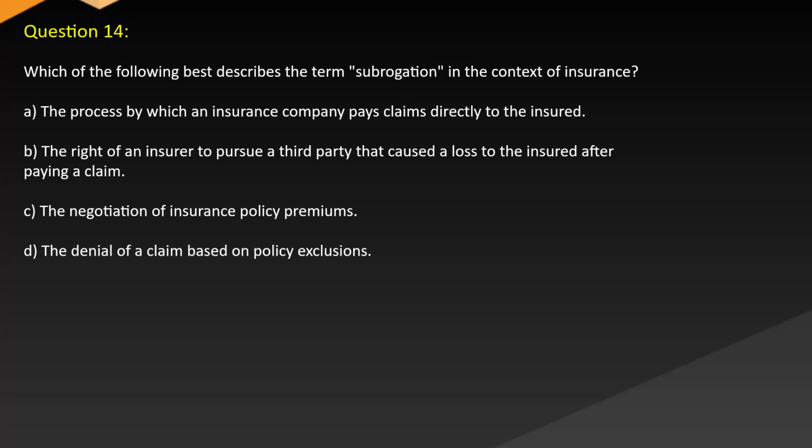Question 14. Which of the following best describes the term subrogation in the context of insurance? A. The process by which an insurance company pays claims directly to the insured. B. The right of an insurer to pursue a third party that caused a loss to the insured after paying a claim. C. The negotiation of insurance policy premiums. D. The denial of a claim based on policy exclusions.